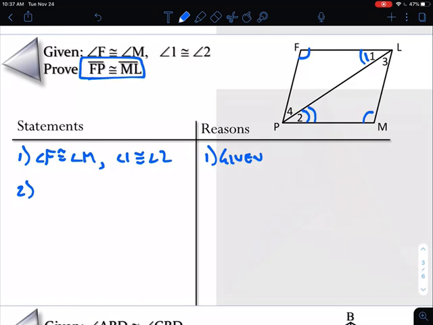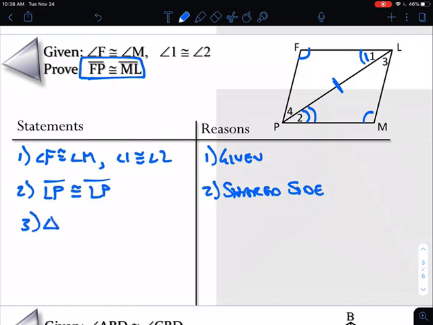From that, I go ahead and mark any sides that I can get. So once I have 2 angles, I need a side. So right here in the middle, again, we have a shared side. So line LP is congruent to line LP because it's a shared side. And then after that, I have 2 angles and 1 side. 2 angles and a side is enough to say the triangles are congruent.